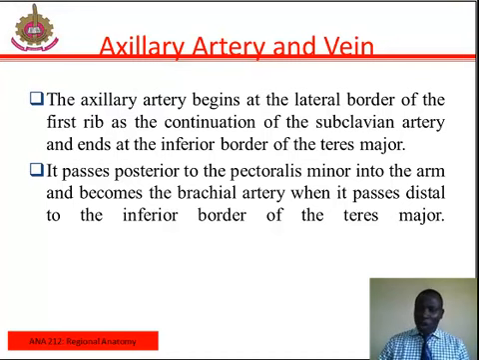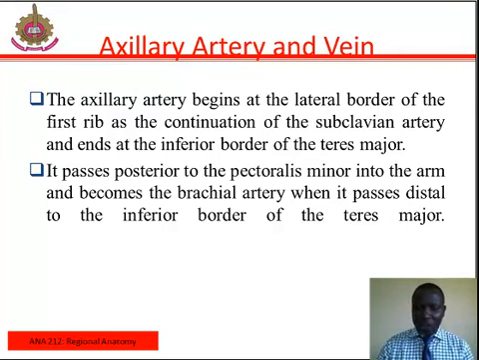The second part of the axillary artery lies posterior to the pectoralis minor and has two branches, the thoracoacromial artery and lateral thoracic artery, which pass medial and lateral to the muscle respectively.